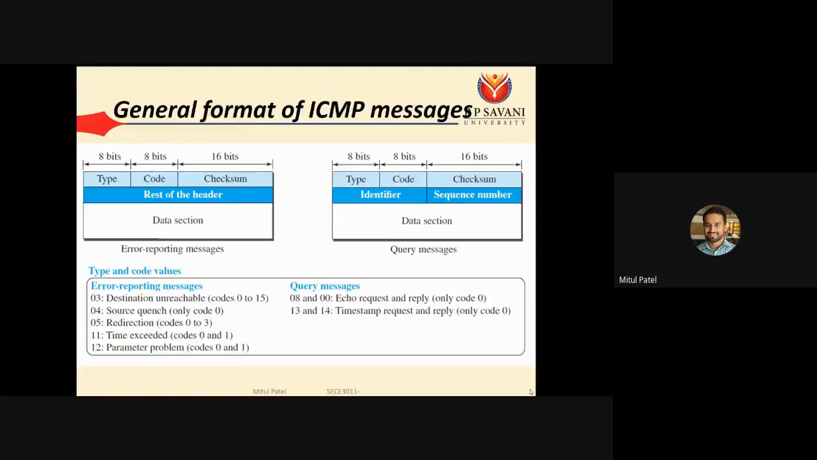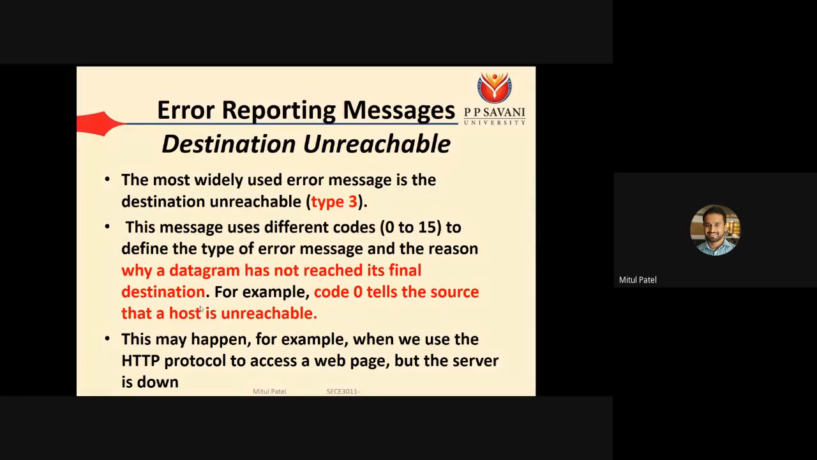So the first error reporting message is destination unreachable. It is the most widely used error message. This message will use different codes. The code value can be 0 to 15 to define the type of error message and the reason why a datagram has not reached its final destination. For example, code 0 tells the source that a host is unreachable.